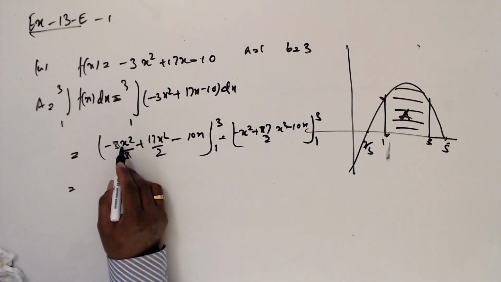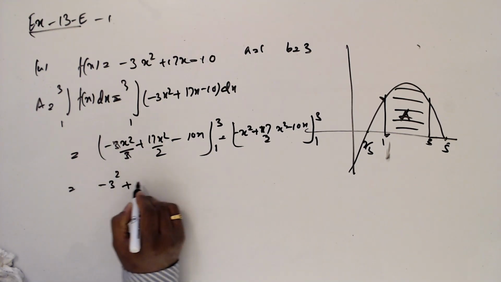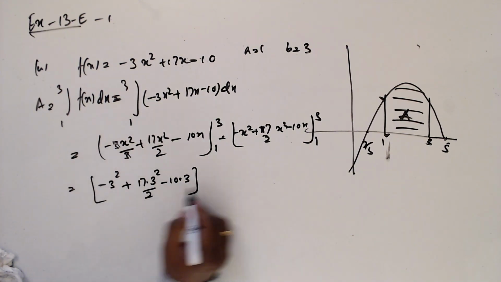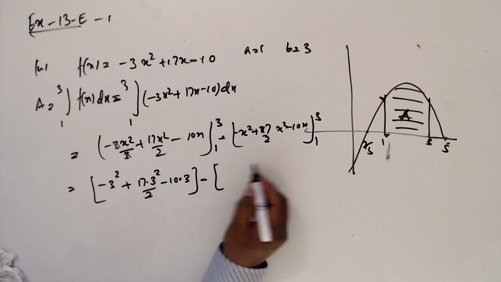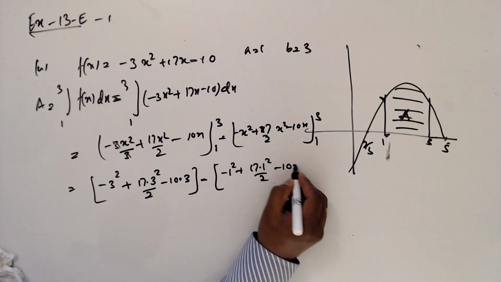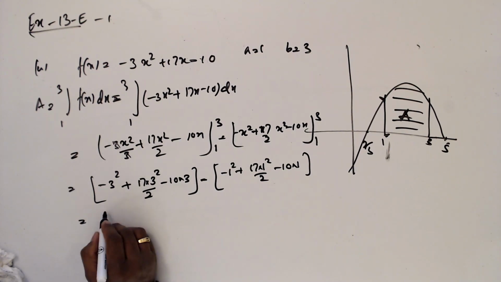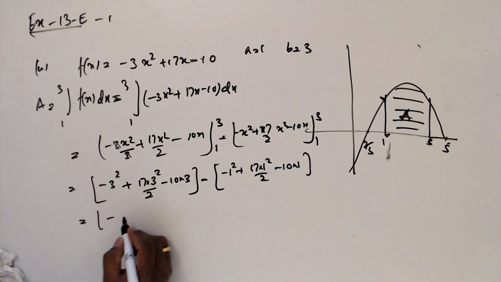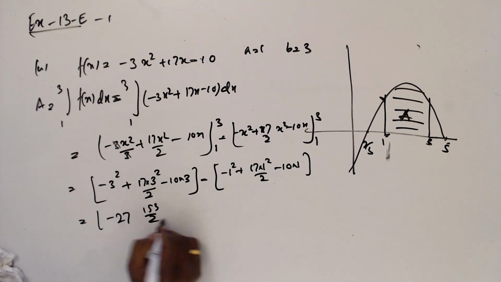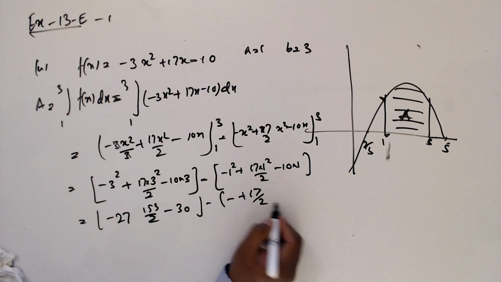So now I'm going to apply the limits. First of all, 3: minus 3 cubed plus 17 times 3 squared over 2 minus 10 times 3. Then I want to subtract the value at 1: minus 1 cubed plus 17 times 1 squared over 2 minus 10 times 1. So this is going to be minus 27, this is 9 times 17, 153 over 2, and this is 30, and this is minus 1 plus 17 over 2 minus 10.